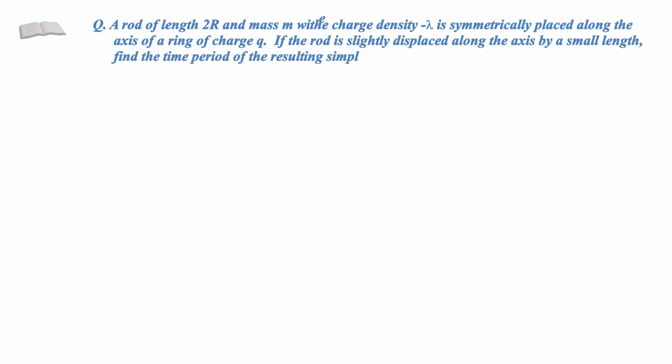A rod of length 2r and mass m with charge density minus lambda is symmetrically placed along the axis of a ring of charge q. If the rod is slightly displaced along the axis by a small length, find the time period of the resulting simple harmonic motion.